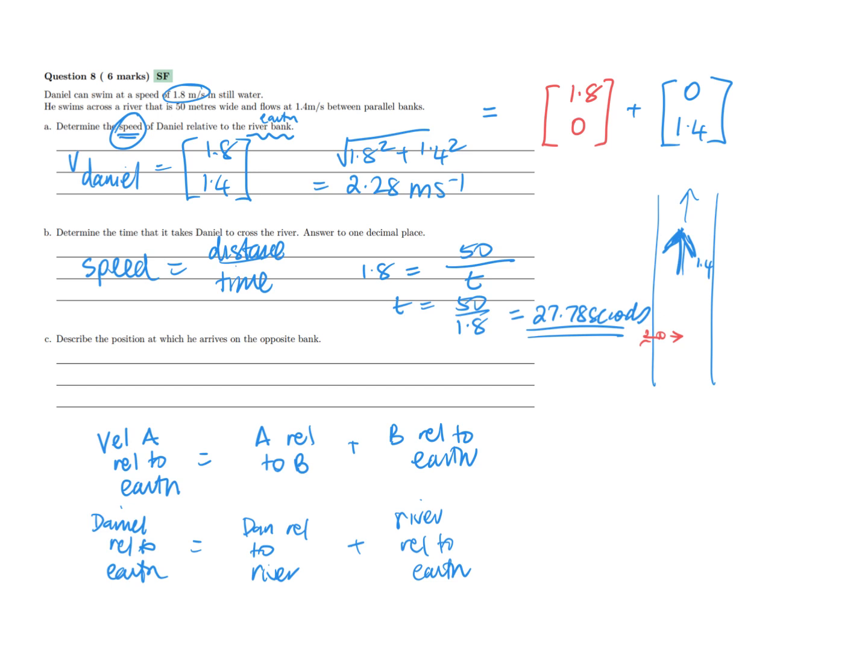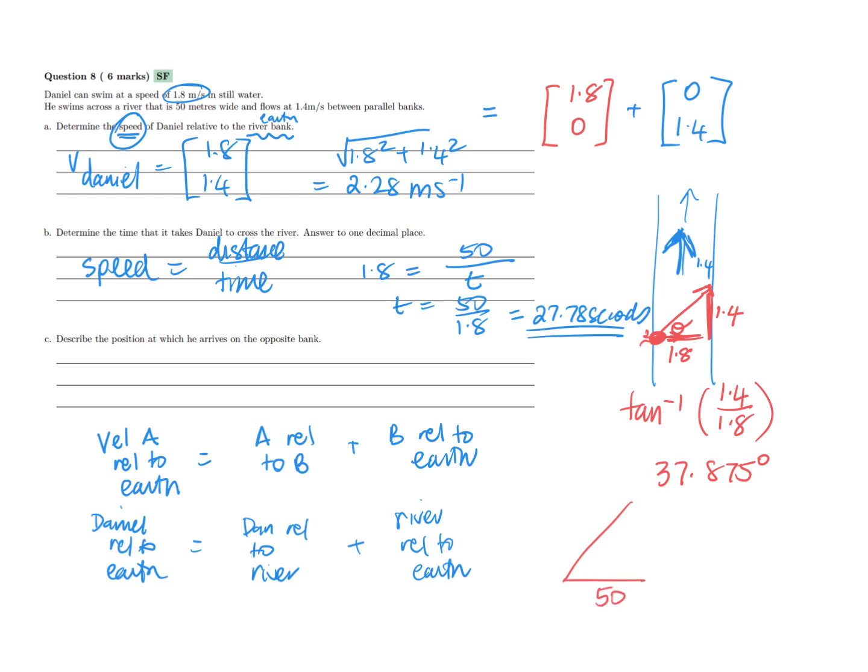Next question, describe the position at which he arrives on the opposite bank. Here's Daniel. He thinks he's swimming this way, but the current's actually pulling him that way. So we're going to think about this triangle. He is swimming 1.8 meters per second that way, and he's getting pulled at 1.4 meters per second that way. I'm interested in that angle. That angle is inverse tan of 1.4 over 1.8, and that will give us 37.875 degrees.